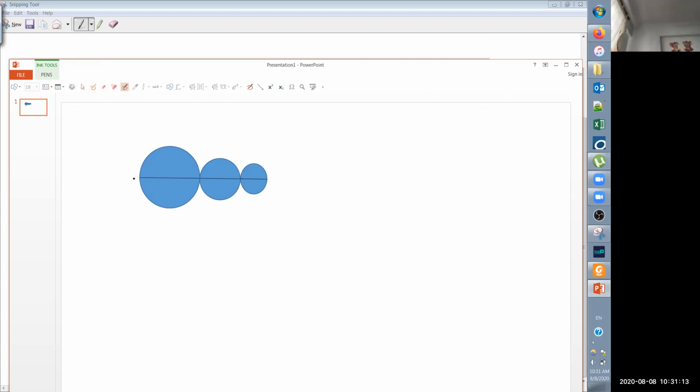You're given the length from A to B, so let's say it's 8 cm. And you're asked to find the perimeter of the entire figure. You don't have to know the individual diameters. Why? Because you can actually break it down. Let's call this diameter 1, this diameter 2, and this diameter 3.